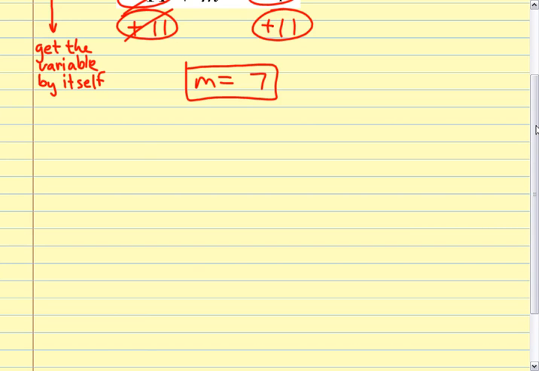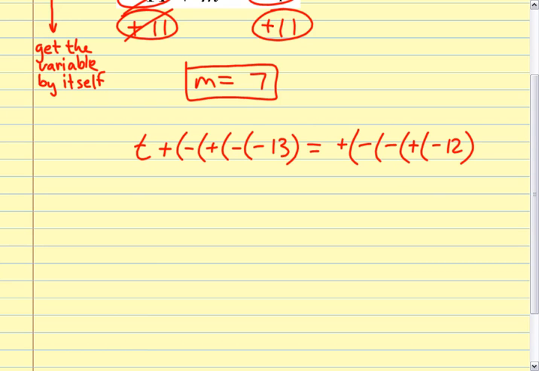How about T plus a negative, positive, negative, negative 13 is equal to positive, negative, negative, positive, negative 12. Okay, what should we do first here? This is kind of crazy, but what should we do first here? Christina? Simplify. Let's simplify all of these things.